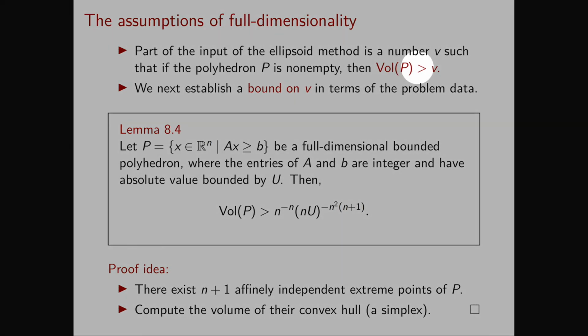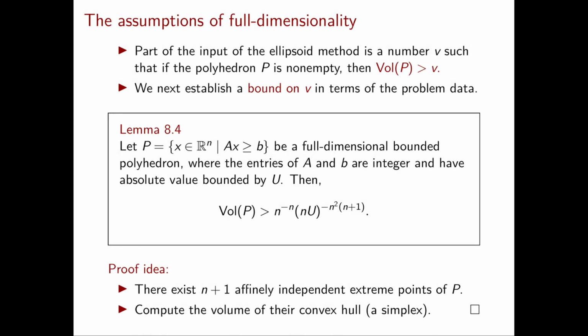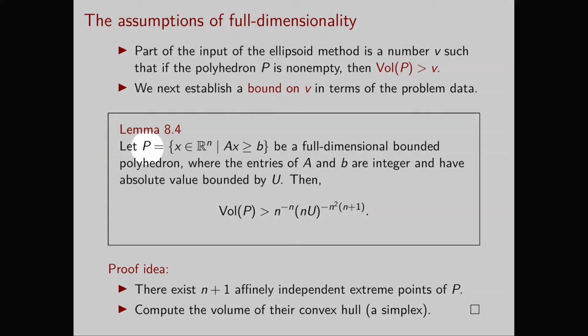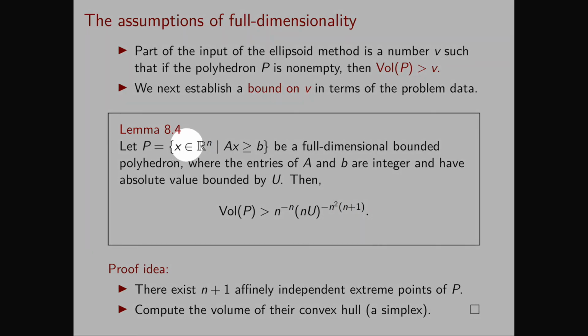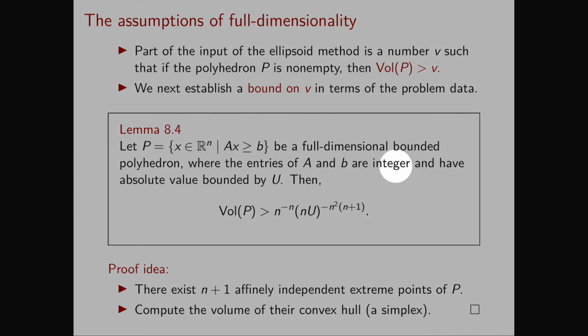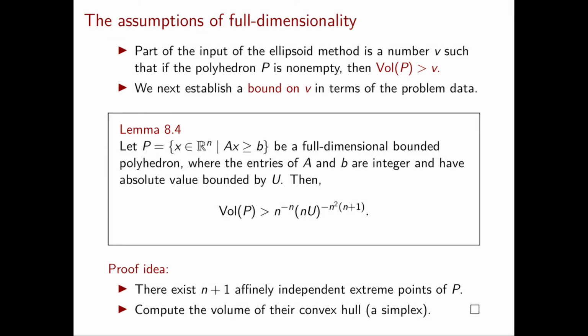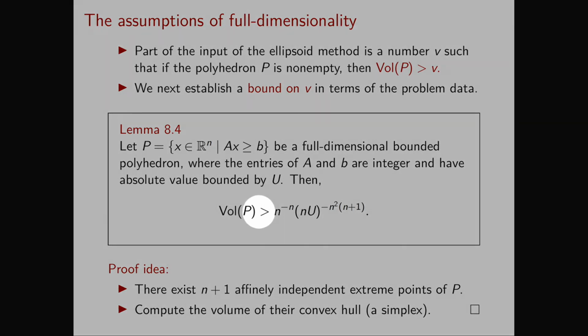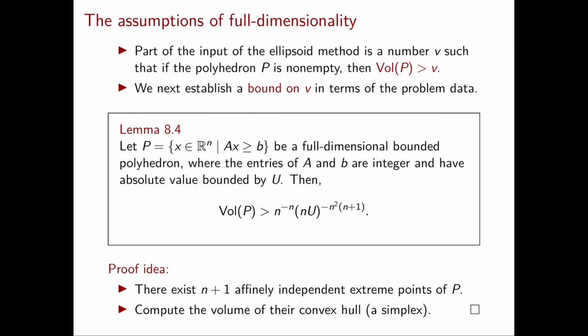However, we still need to compute a positive number V that lower bounds the volume of P. This can be done using lemma 8.4. In this lemma, we consider a polyhedron P, which is the set of points x in Rn that satisfy Ax greater than or equal to B. We also assume that P is full dimensional and bounded, and that the entries of A and B are integer and have absolute value bounded by capital U. Then the volume of P is strictly larger than this number here. In particular, this is a positive number, which is a function of n and capital U.